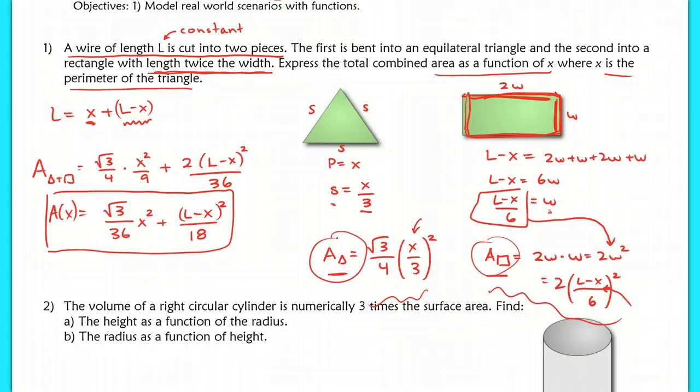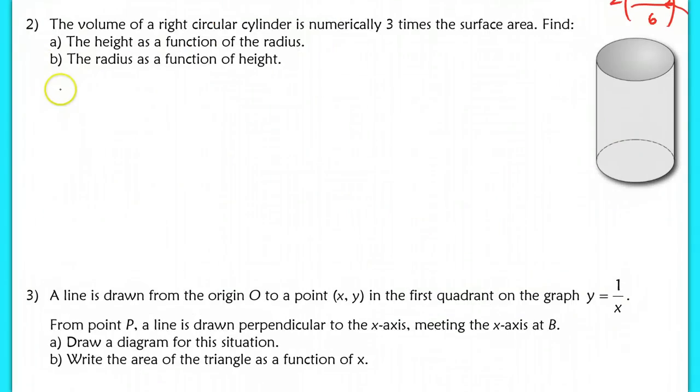Okay? In problem 2, it says the volume of a right cylinder is numerically 3 times the surface area. We're going to find the height as a function of the radius, and then we're going to do a second function where we find the radius as a function of height. So let's start with our constraint. They tell us that the volume is numerically 3 times the surface area. So volume is 3 times the surface area.